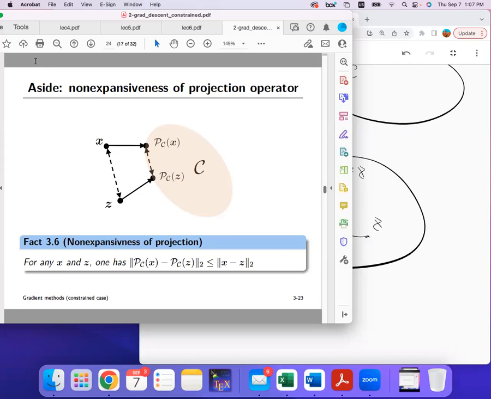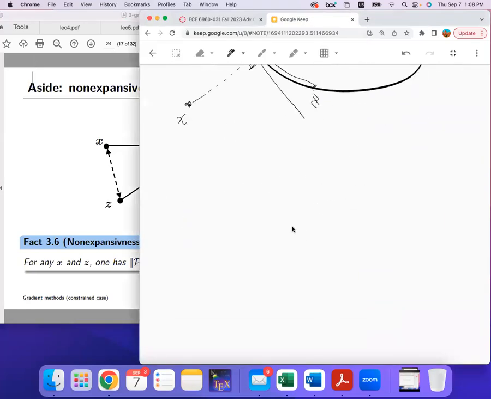I did not prepare the proof of this one, but maybe you can check Wikipedia. I think there are some simple proofs of this. And later we will have a generalization of this result when we talk about other operators. But think about a simple case: projection onto hyperplanes.